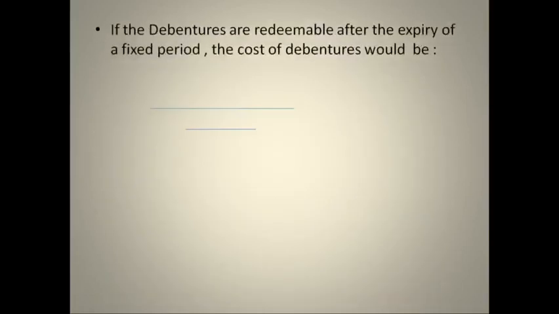So the very first logic says that if the debentures are redeemable after the expiry of a fixed period, मतलब अगर एग्जाम में आपको क्वेश्चन में दिया हुआ है कि डिबेंचर्स आर हैविंग अ फिक्स्ड मैच्योरिटी पीरियड ऑफ 5 years. If we have such type of cases in the exam, then how do we calculate cost of debentures? We will use the following formula, where KD is nothing but the cost of debt.